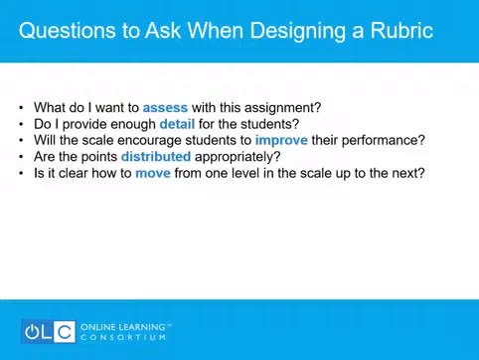Are the points distributed appropriately? While it may seem straightforward to divide the points for an assignment evenly throughout the dimensions of your rubric, it often makes more sense to assign different weight to each dimension depending on the scope of work needed to successfully meet the requirements for the assignment. For example, you may count the statement of the problem in an essay to be just a few points, while the analysis of the main arguments would be worth a larger number of points.